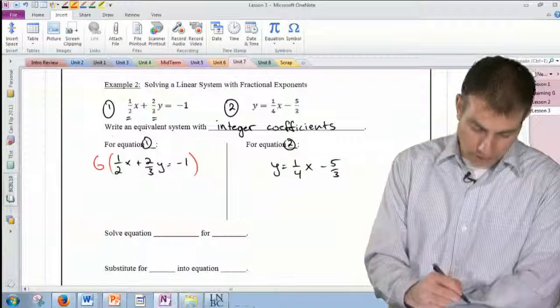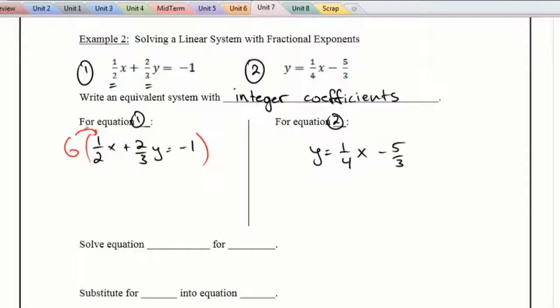So think about this like I said before, we feed the chickens. Everything inside the brackets gets the 6. So 6 times 1 is 6 divided by 2 is going to give me 3x. 6 times 2 is 12 divided by 3 is 4y. And 6 times negative 1 is negative 6. All right, that was the first one.